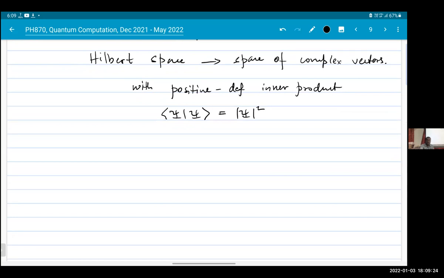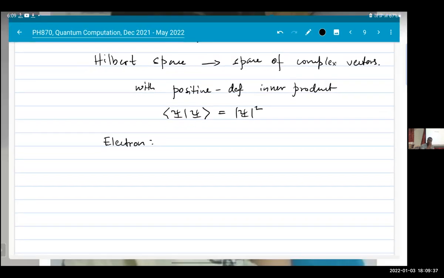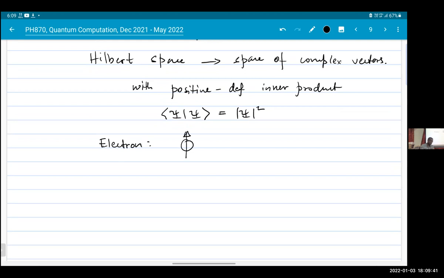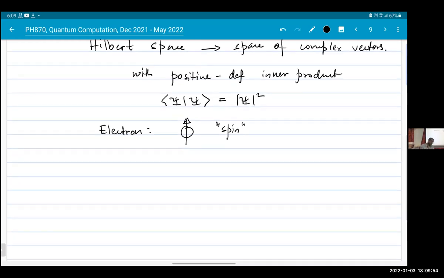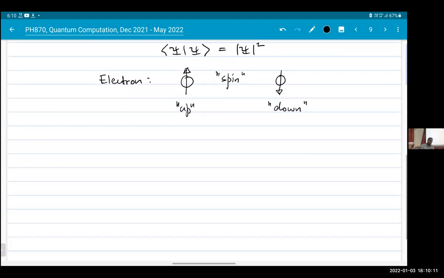Now, let me give you some quick examples of Hilbert spaces that we care about. Let's consider an electron. Now, an electron has an internal degree of freedom that is known as spin, which behaves like angular momentum. Angular momentum is what happens when you take a ball and you set it spinning. This spin degree of freedom has two possible states it can exist in, which are called the up state and the down state, for obvious reasons. These two states we will also write in this way, ket 0 and ket 1. Alternatively, I can write it as ket up and ket down.